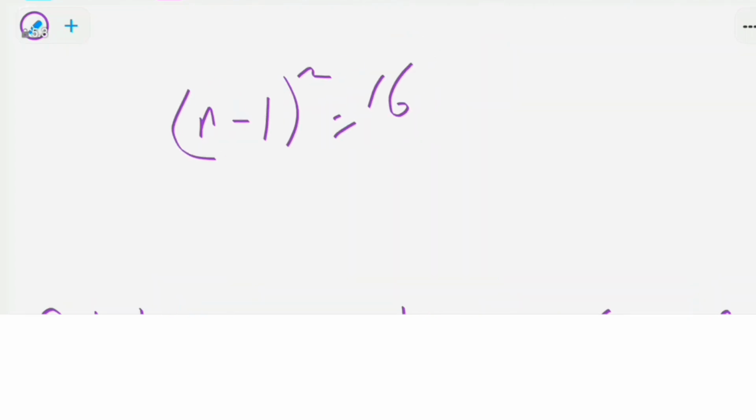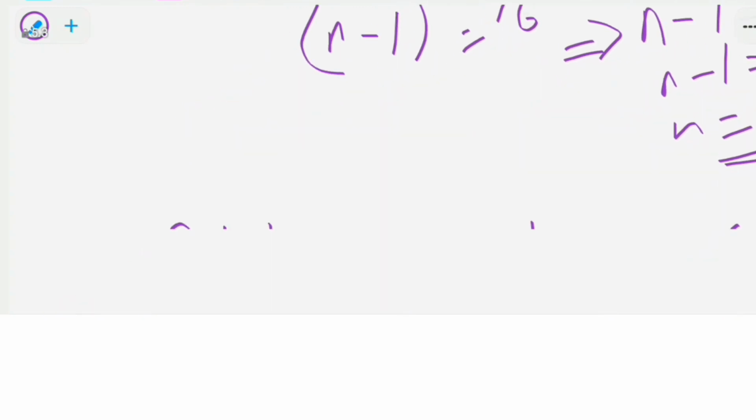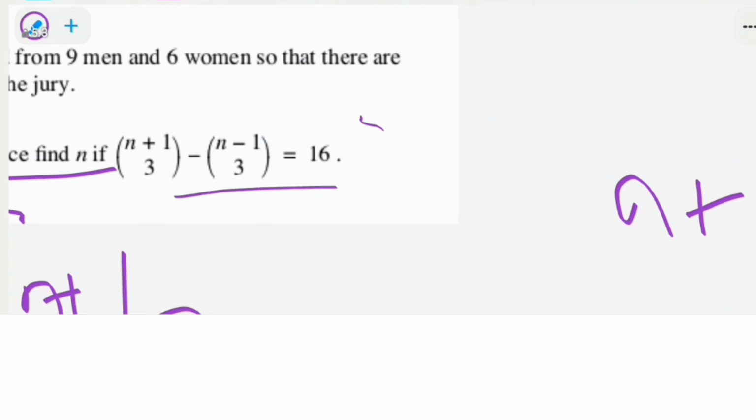If you have this, the next step is to just take the square root of both sides. So n minus 1 will give the square root of 16. n minus 1 will give you 4. Then n will be 5. So that means the value of n is 5. So that's how to find the value of n in this question. So you can see that the value of n here is 5.